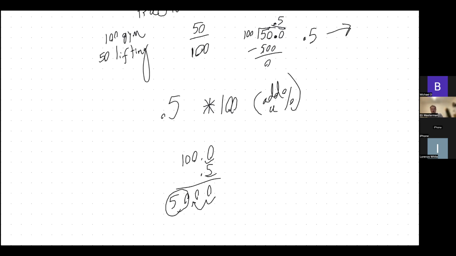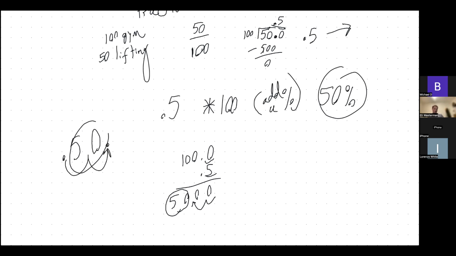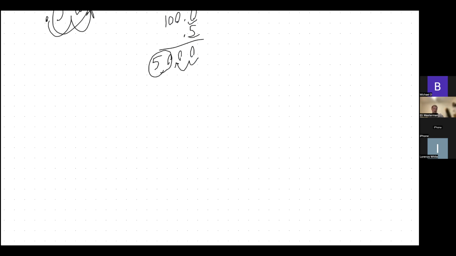50%. Now the other way to do that, which you're going to hopefully get comfortable with, is you see you have this decimal, and you can just go 1, 2, moving the decimal. There you go, 50. That's how you do it. You can turn decimals into percents because you just multiply by 100.